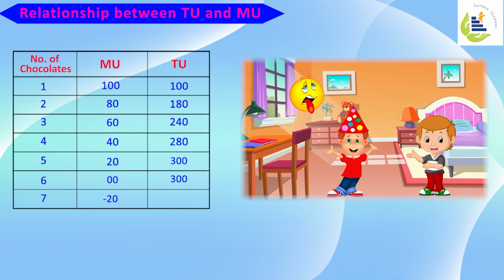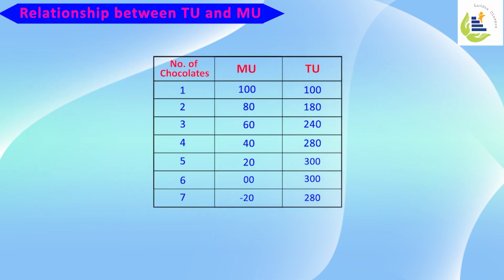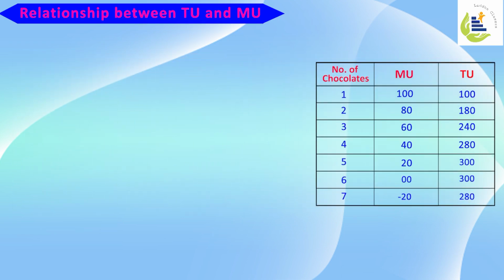And my total utility became what? 100 plus 80 plus 60 plus 40 plus 20 plus 0 minus 20 became 280 units. The same thing, let me try to plot on a graph. Let us understand, on the x-axis it is the number of chocolates and on the y-axis it is utility units. And on the same graph, I'm going to plot two things: the marginal utility graph and the total utility graph.